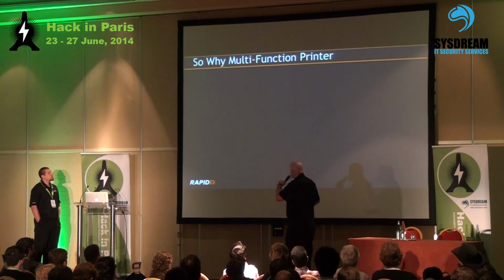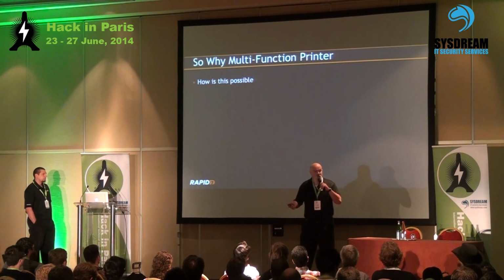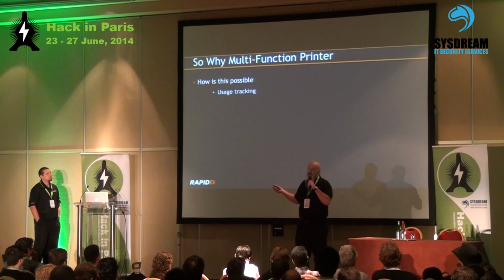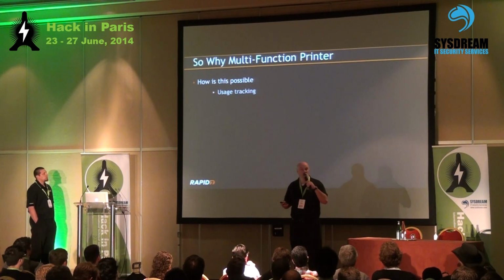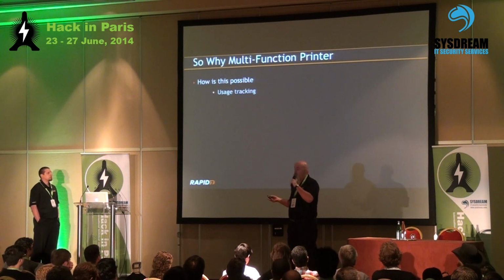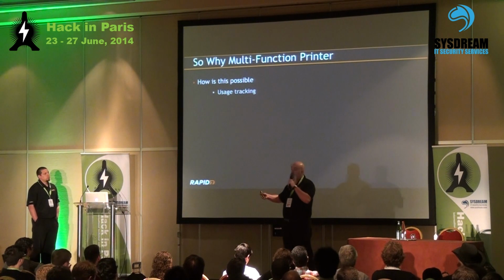So why multifunction printers? How is this possible? Multifunction printers contain some interesting information. For example, they contain username information. If you look at color printers, they have a color log. This is typically used for chargeback functionality, if departments want to be charged back for the usage of color. So they contain that information.